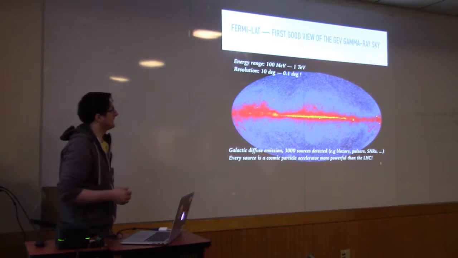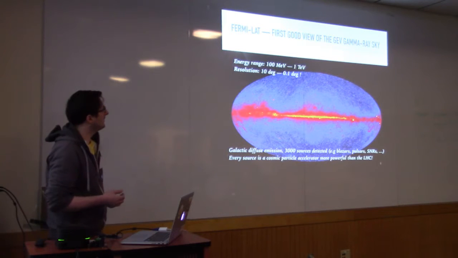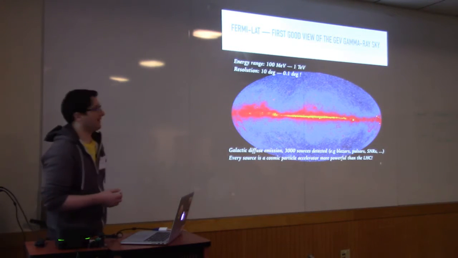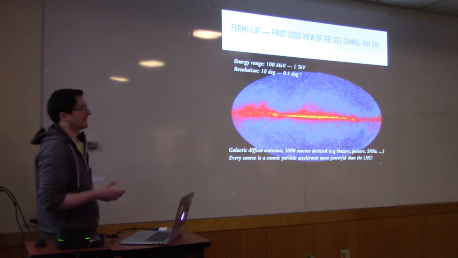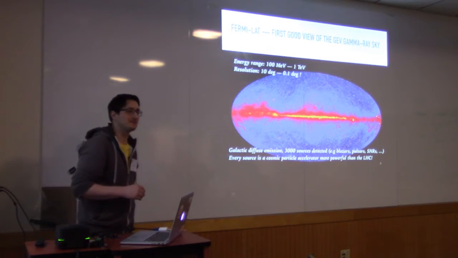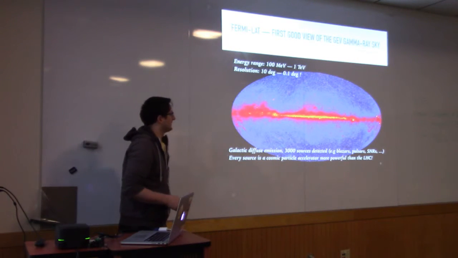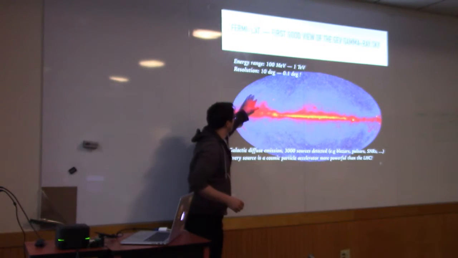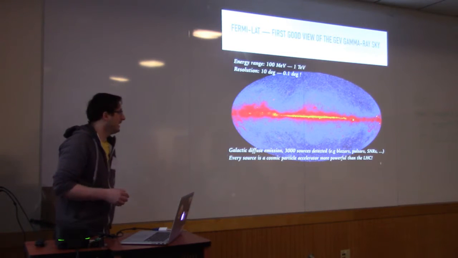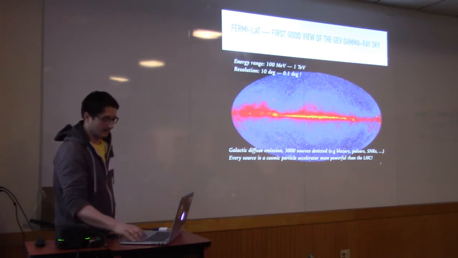This is the result. Fermi has given us the first good view of the gamma ray sky ever. The energy range is about 100 MeV to 1 TeV. The angular resolution, the point spread function, is about 10 degrees at low energies, and at high energies very good, 0.1 degree. So what you see is galactic diffuse emission, and then they've detected 3,000 point sources in the sky, extragalactic and galactic. And every source is a powerful cosmic particle accelerator.